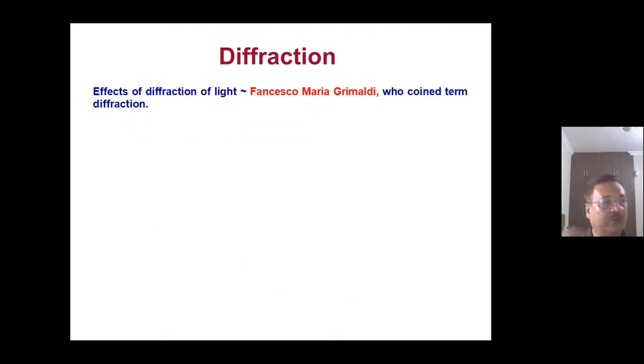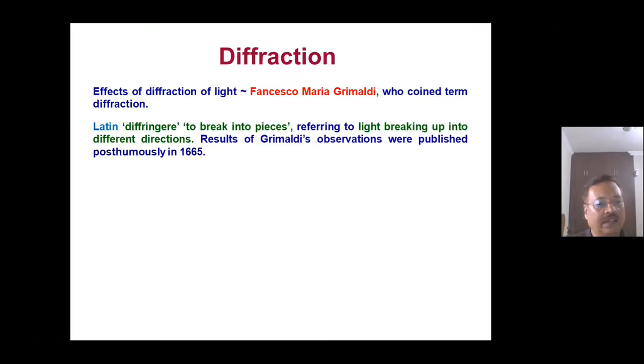So coming back to my technical session for the discussion of the classroom session. In this seminar, I wish to discuss about the term diffraction of light. The diffraction term was coined by Maria Grimaldi. The meaning of the Latin word diffringere is to break into pieces. When we refer this in terms of light, it means breaking up into different directions.